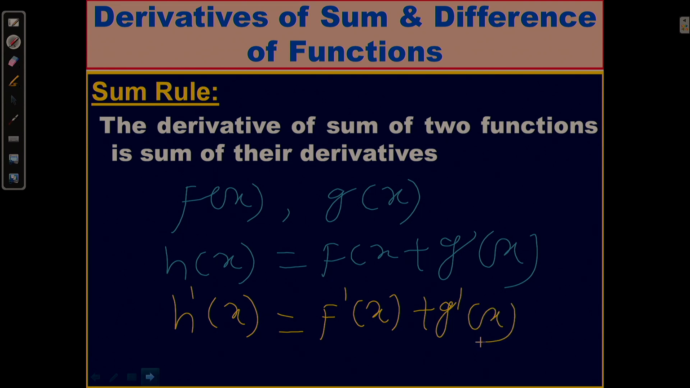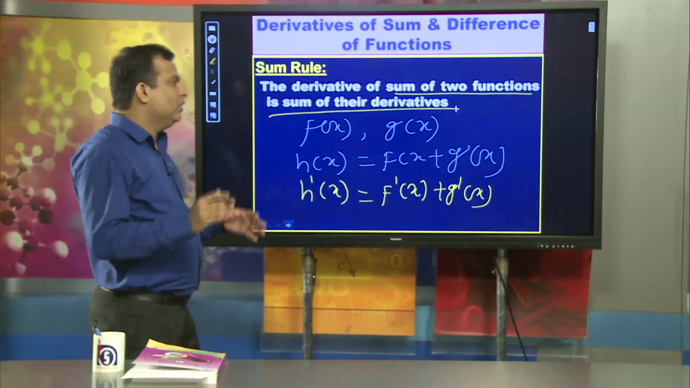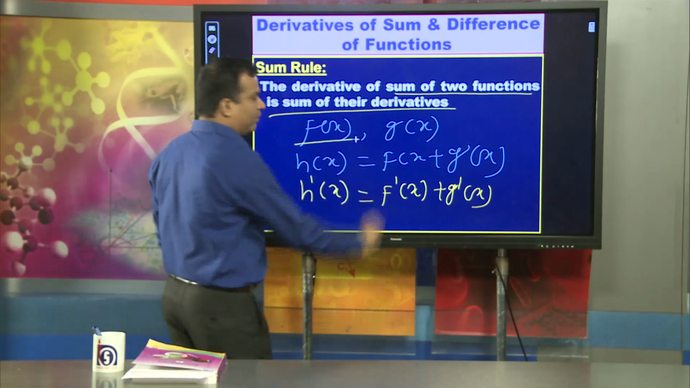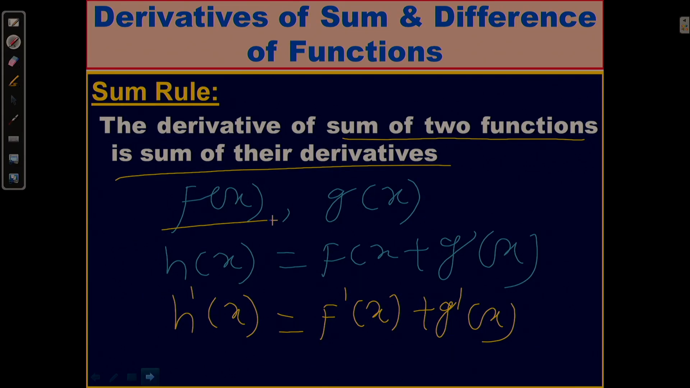That means the derivative of the sum of two functions is the sum of their derivatives. For example, suppose f of x is one function and g of x is another differentiable function. Now, h dash x will be f dash x plus g dash x.